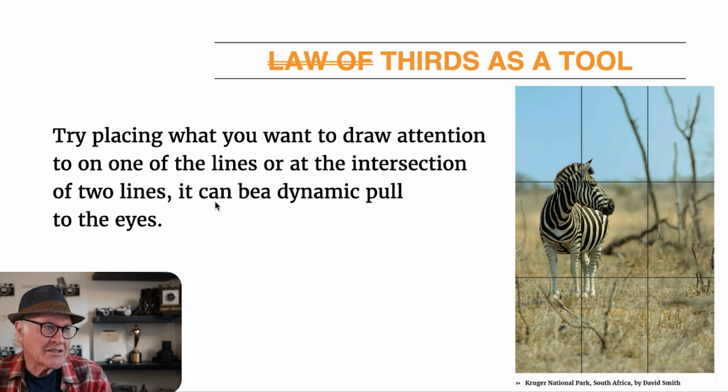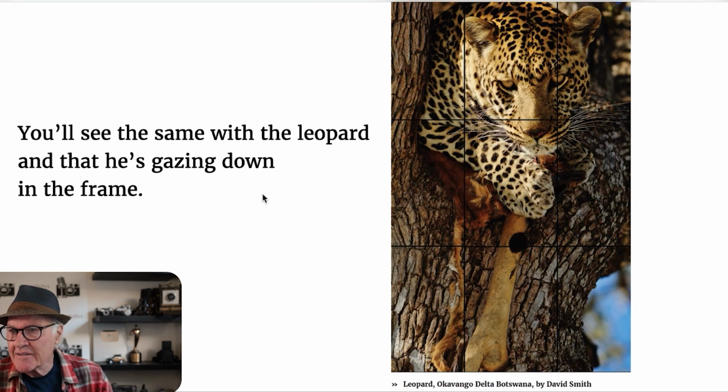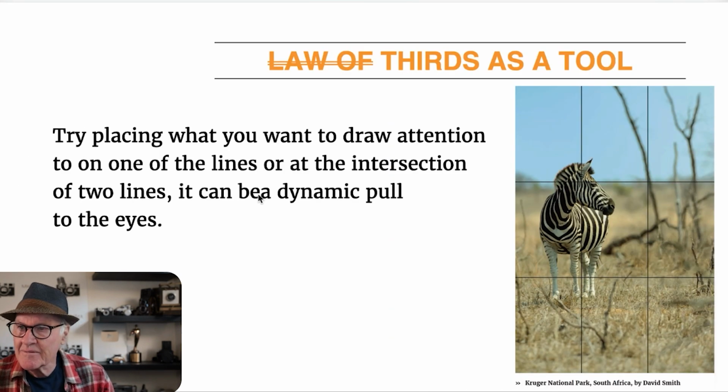But in this case, this was a photograph by David Smith, who I interviewed. This is from the Kruger National Park, where I met him in South Africa. And he said you can try placing what you want to draw attention to in one of the lines, or the intersection of lines, and it can add a dynamic pull to your eyes.